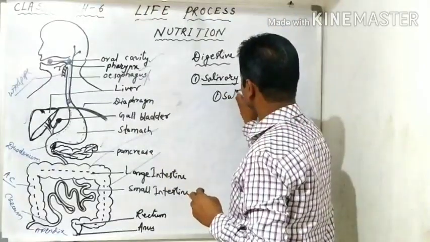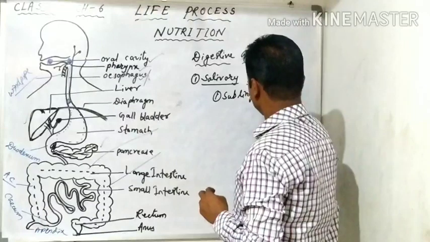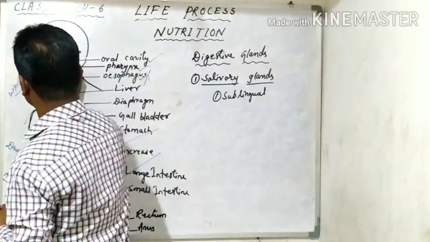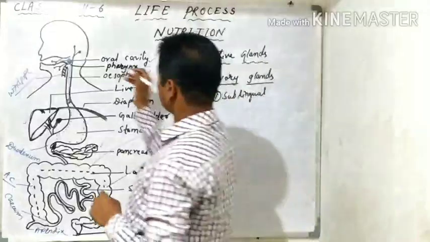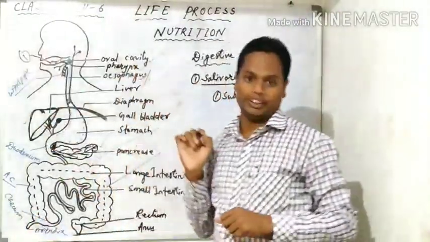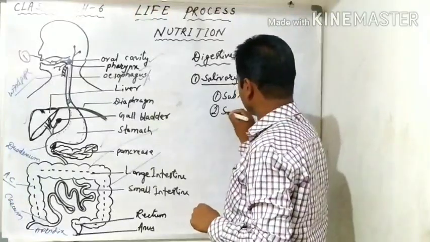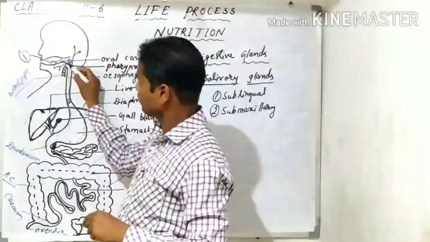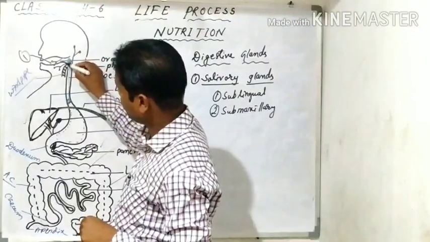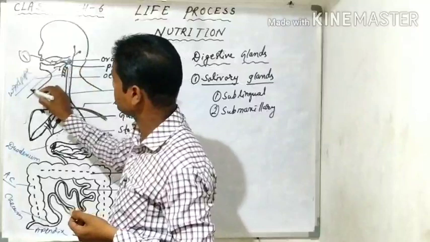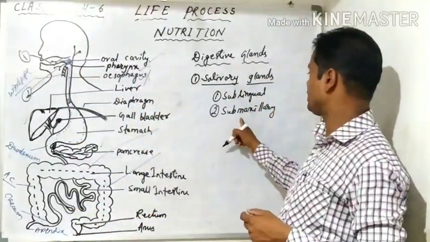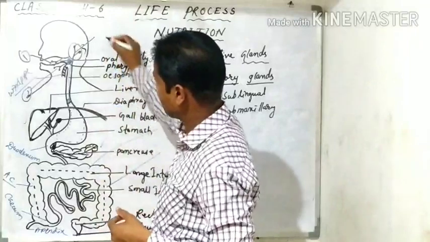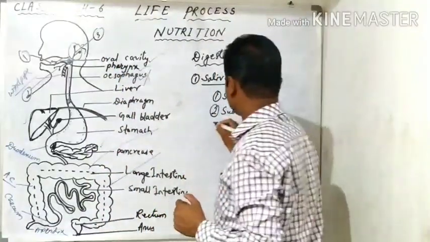Number one is the sublingual. Just below the tongue, inside the mouth, you will find a pair of salivary glands. Number one type of salivary gland is the sublingual. The second is the submaxillary. You will find it near the jaws. This is the second type of salivary gland. And near the ear, internally, another pair of salivary glands is present, called the subparotid.